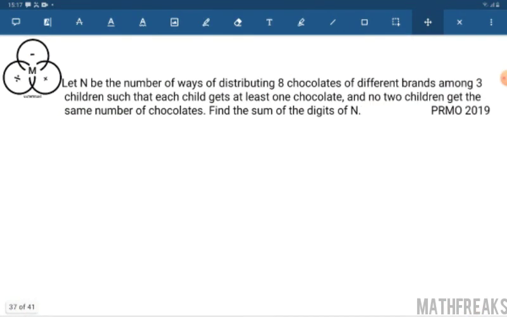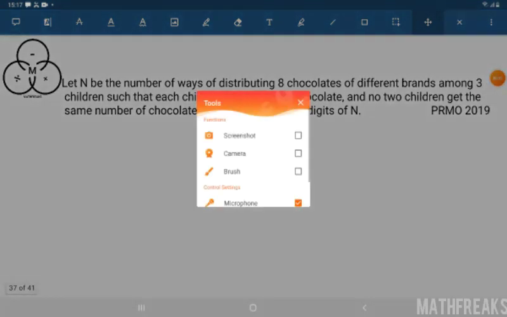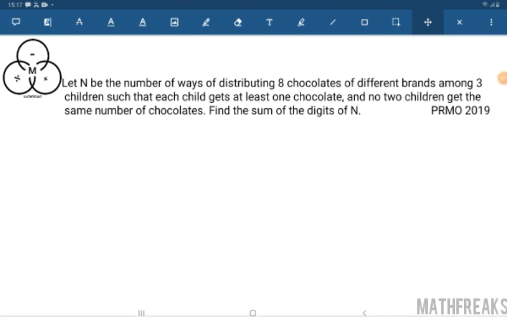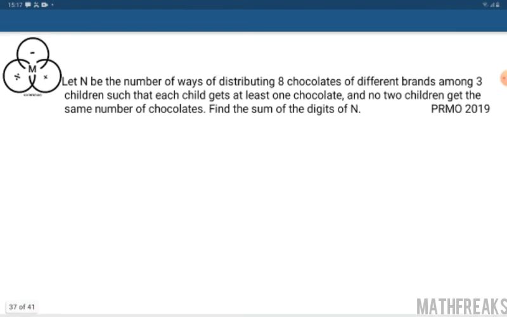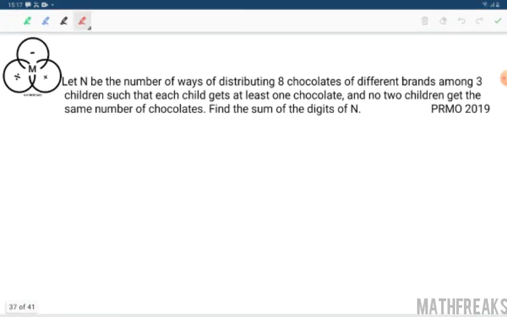This is again an easy question, because it feels easy and it is easy also. Let n be the number of ways of distributing 8 chocolates of different brands among 3 children such that each child gets at least 1 chocolate and no 2 children get the same number of chocolates. This is the most important thing. Each child gets at least 1 chocolate.